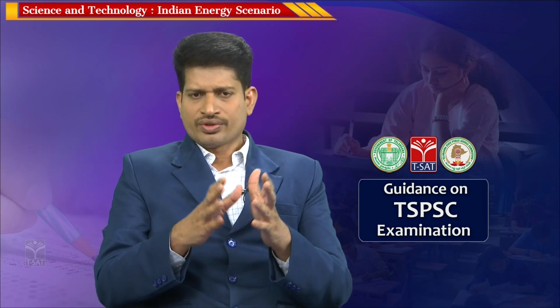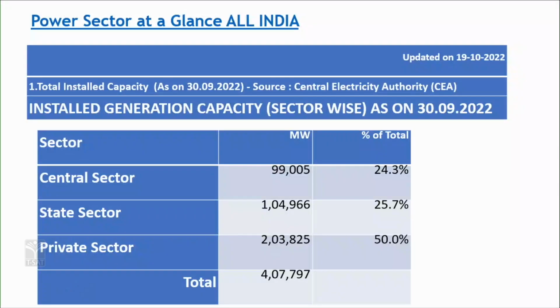For example, the data available here is by the central sector, meaning the central government, the state government and the private sector. So, power can be generated by the state government or the central government or a private sector. Out of the total power generated in our country, what are the different sectors responsible for generation of power? For example, in the case of the central sector, in terms of megawatts, 99,005 megawatts. In the case of the state sector, 1,04,966 megawatts are being generated. So, this kind of sectoral division with data presentation you must be able to do.